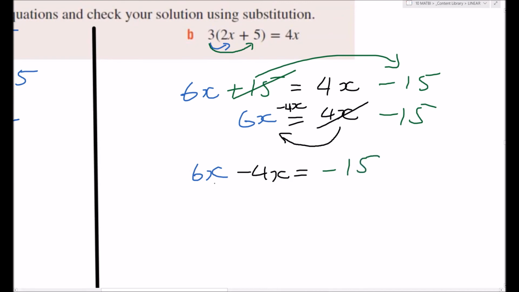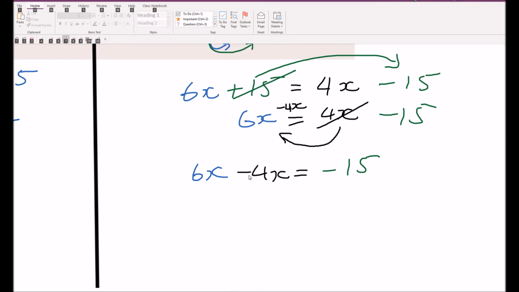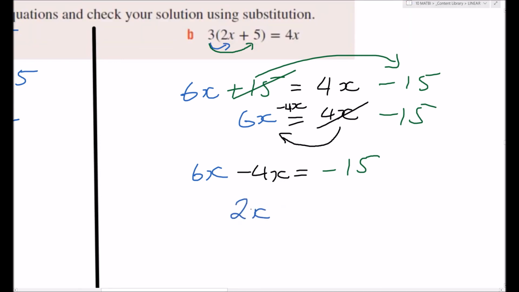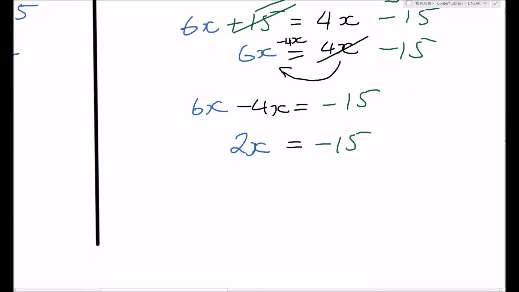Now we can put some like terms together. You see that? 6x and the negative 4x are actually like terms. So when you put them together, you're left with 2x, because 6 minus 4 equals 2, equals negative 15. Last step is this 2 that needs to move, because remember you're trying to isolate that x. It's a 2 times x, so when you move it to the other side, it becomes a divide by 2. So your final equation is x equals negative 15 over 2.